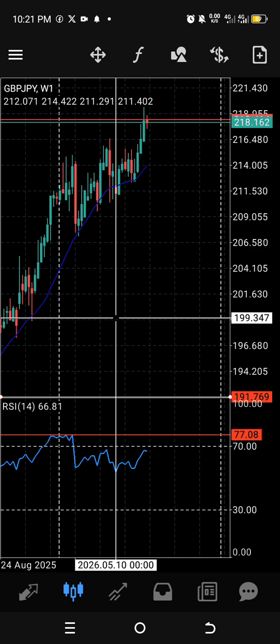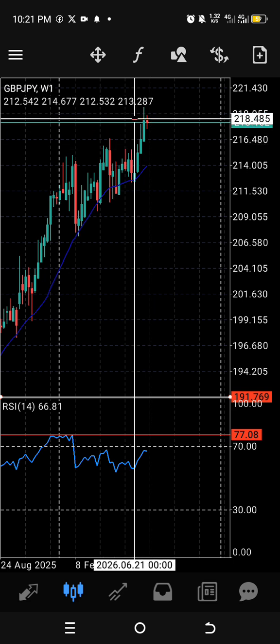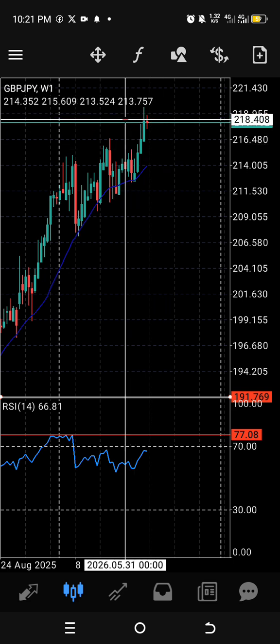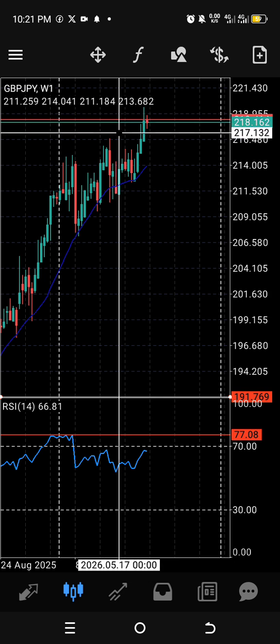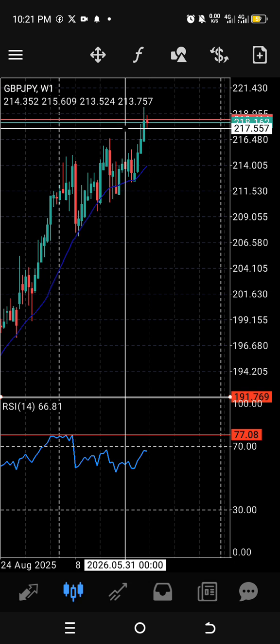But that of US dollar Japanese yen is on the daily time frame. This is the weekly time frame. So nobody knows what is going to happen on Monday as we move into the next week. But if I can see a bearish move, this level is Friday low, last week's low.